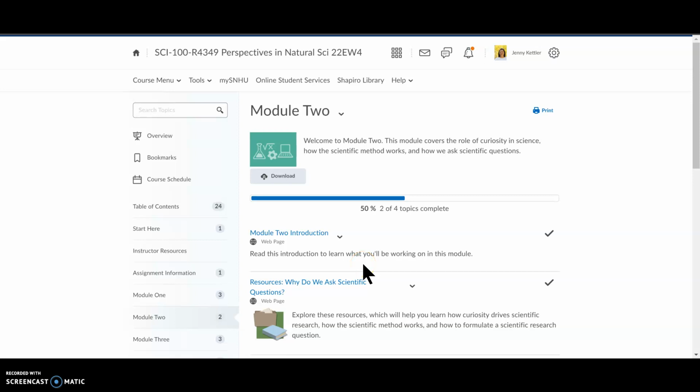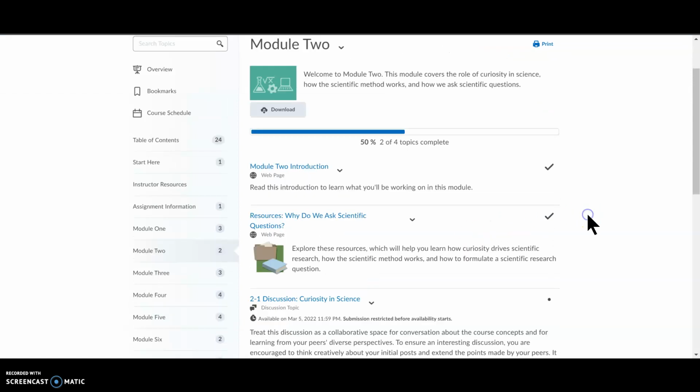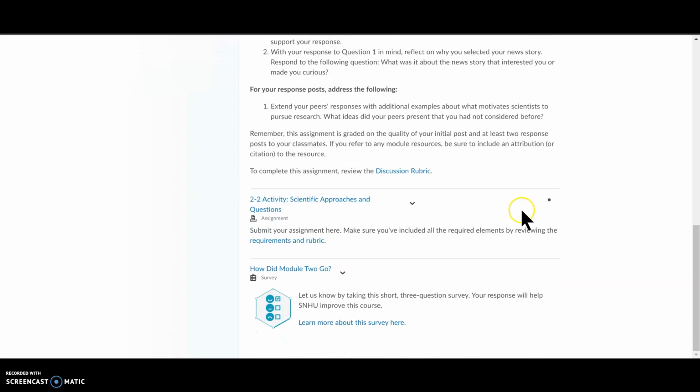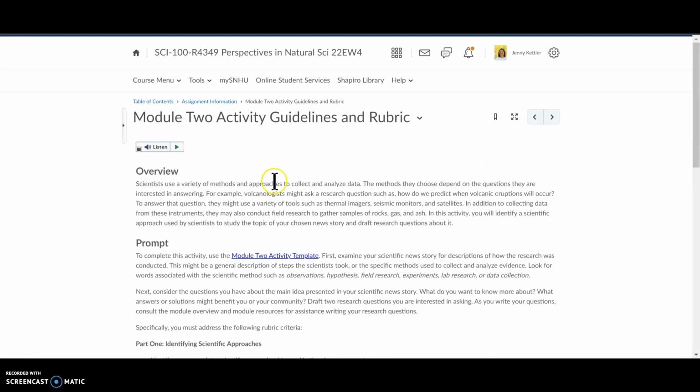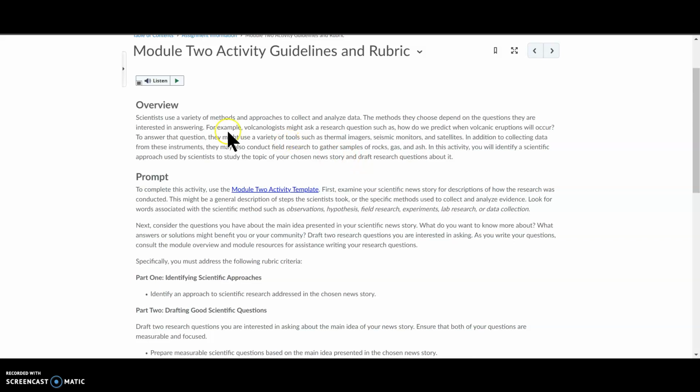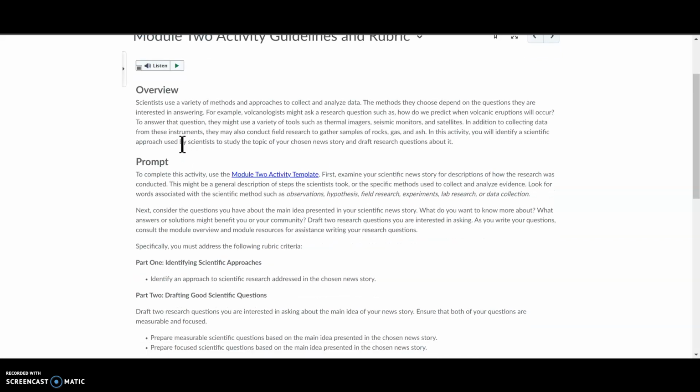I'm going to give you this video about how to complete your activity in Module 2. So the first thing that you will want to do is go ahead and go to the activity in the module. And just like before, you're going to want to click on the requirements in the rubric, so that way you can review that before you begin the assignment. This is just kind of giving you an overview about how scientists use different methods to collect and analyze data, and why those methods are important.